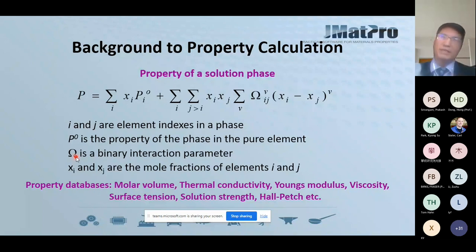because there are so many phases involved in this kind of calculation, you may have to develop some database for that. Such a database can be molar volume, thermal conductivity, or Young's modulus, or even solid solution strength, this kind of database.